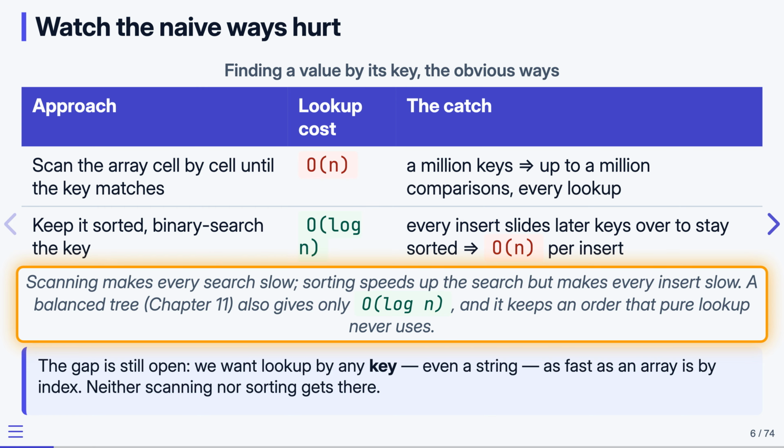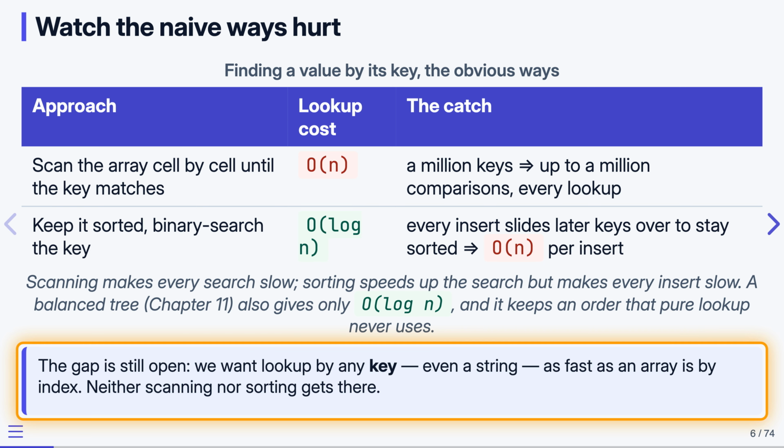Scanning makes every search slow. Sorting speeds up the search but makes every insert slow. A balanced tree from chapter 11 also gives only big O of log n, and it keeps an order that a pure lookup never uses. The gap is still open. We want lookup by any key, even a string, as fast as an array is by index. Neither scanning nor sorting gets there.